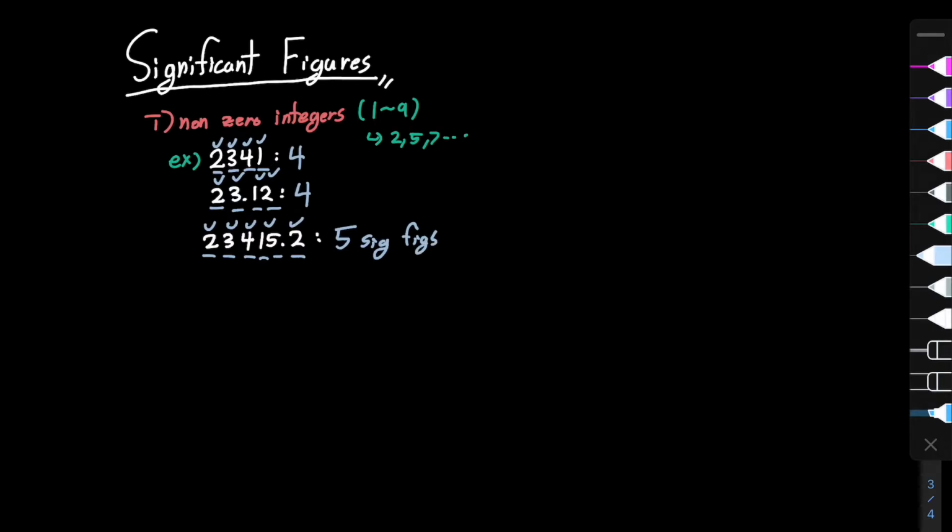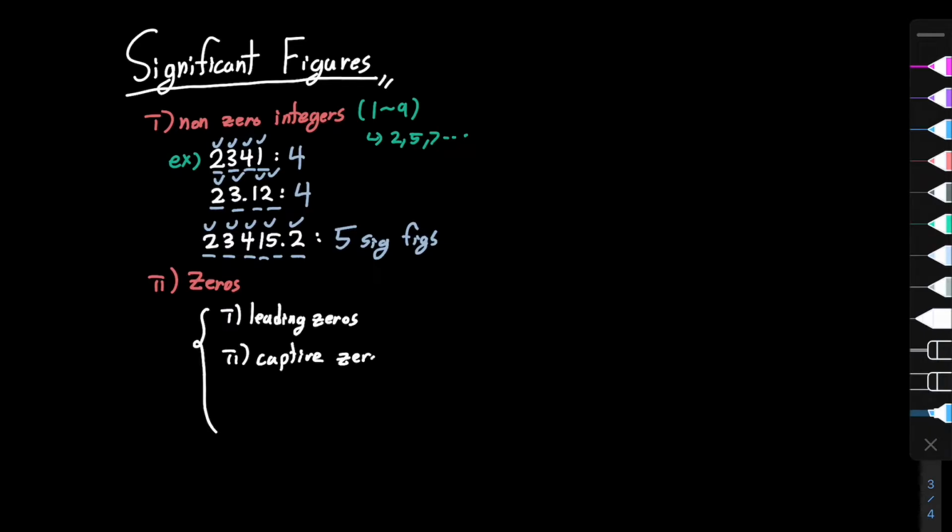Now the second category of digits are, as you might have guessed, zeros. But for zeros, it's slightly more complicated than non-zero integers because we have to further evaluate them case by case. When counting significant figures, we can categorize every single zero into 3 main categories. First of all, leading zeros, which are zeros that are located in front of integer digits. The second category would be captive zeros, which are in between integer digits. And the third category would be trailing zeros.